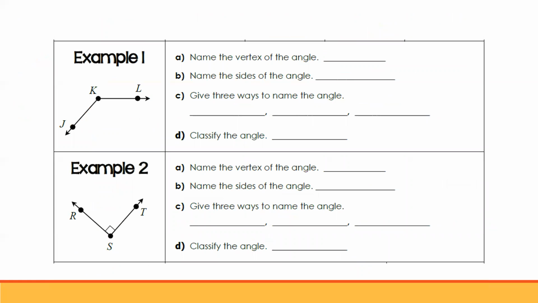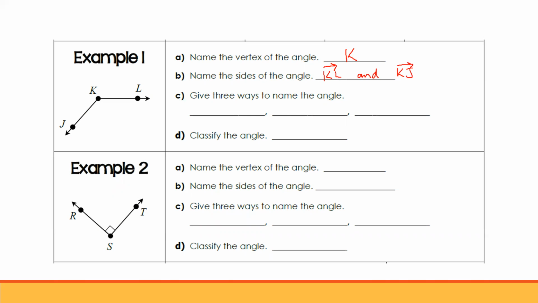All right, so in example 1, let's practice some of this vocabulary. Let's name the vertex of this angle. Remember, the vertex is the common endpoint of the two rays. So in this case, that's point K. The sides of the angle, or the two rays that make the angle. Okay, remember, we name a ray starting with its endpoint. So I would say ray KL and ray KJ. Notice I'm using the ray symbols.